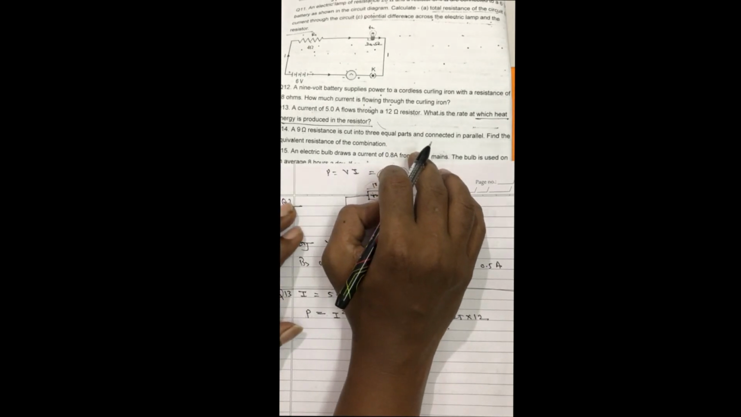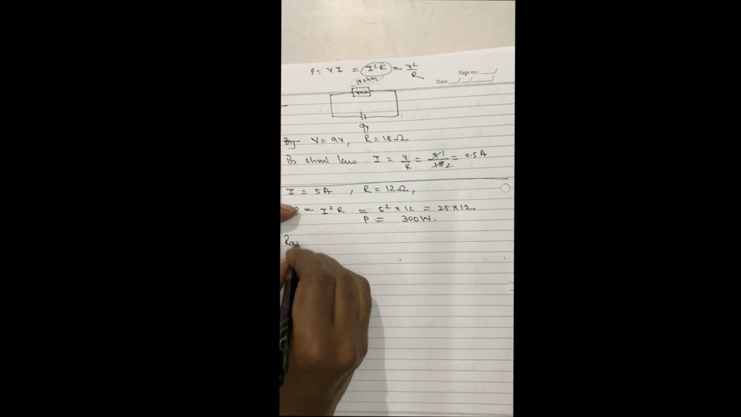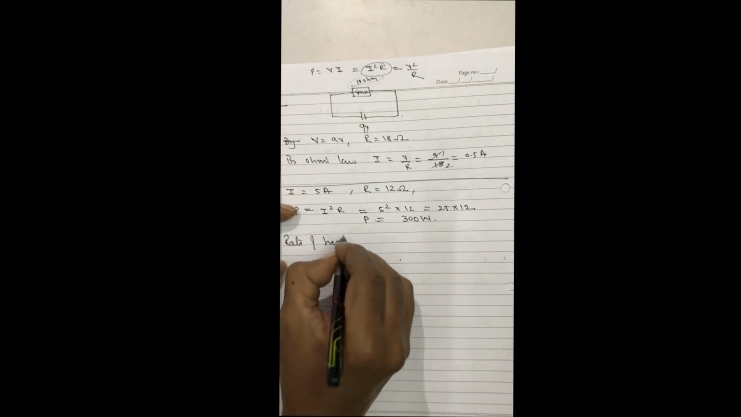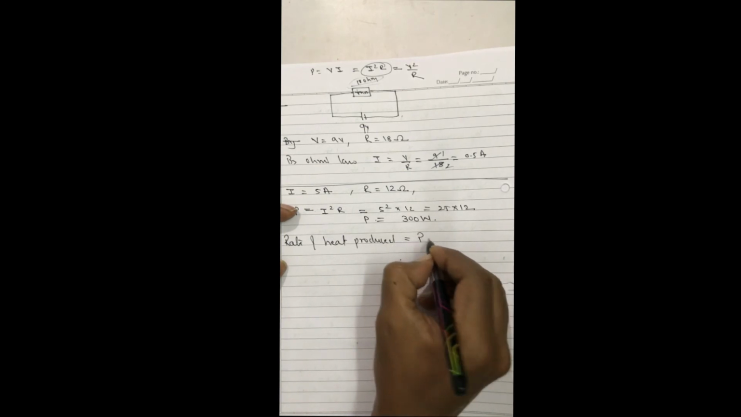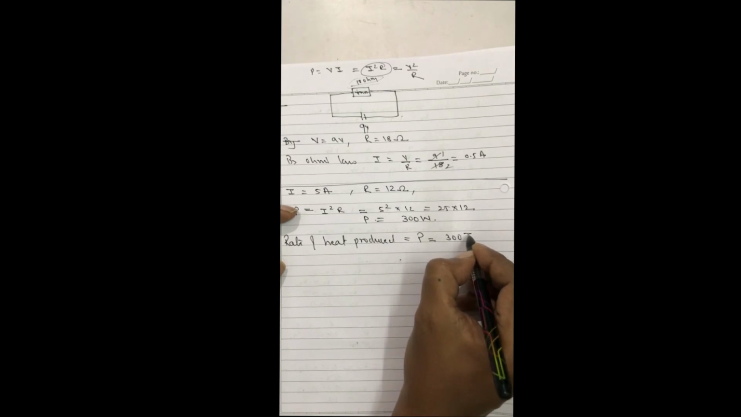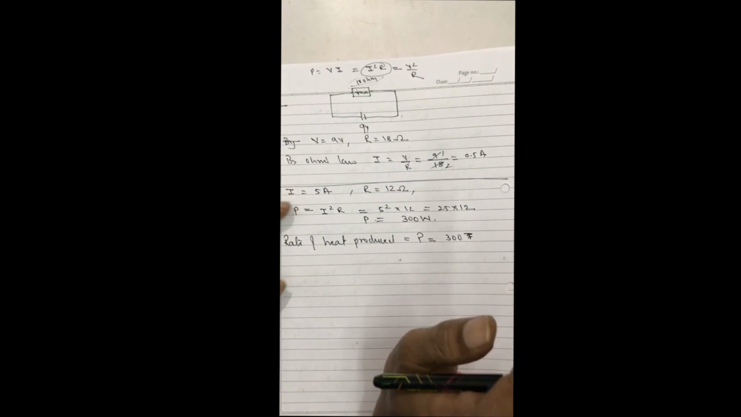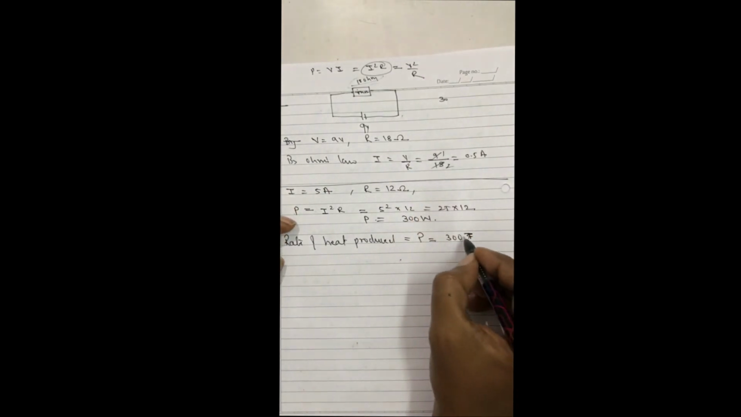Now they are asking us to find the rate of heat produced. The rate of heat produced is equal to power, which is 300. The unit is actually going to be watt.